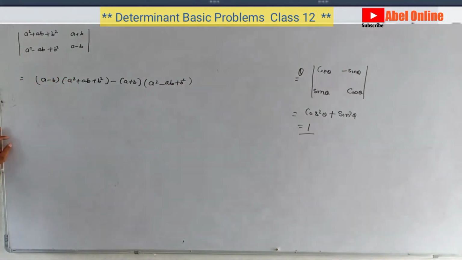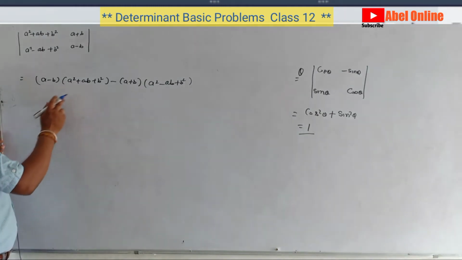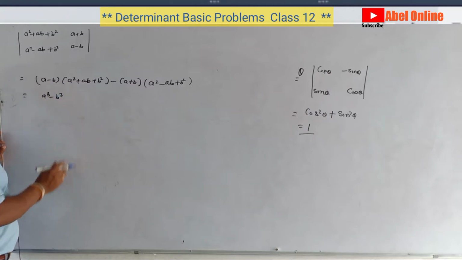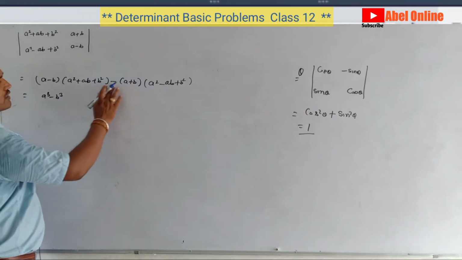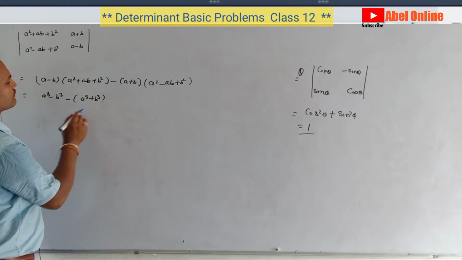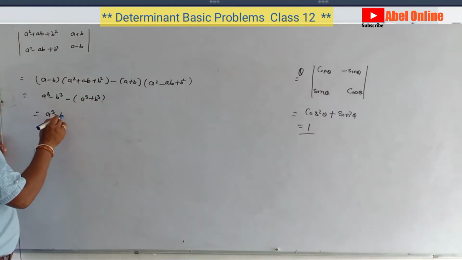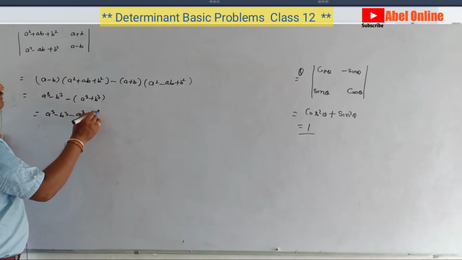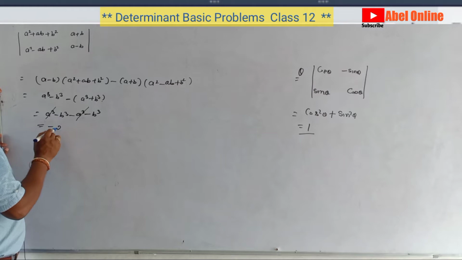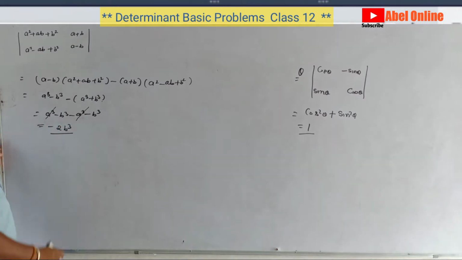Now a minus b times a square plus ab plus b square, what is the formula? This is the formula of a cube minus b cube. And this is the formula of a cube plus b cube. So we can say that a cube minus b cube minus (a cube plus b cube). So a cube is cancelled by a cube, and the remaining part is minus 2b cube. So students, your answer is minus 2b cube.